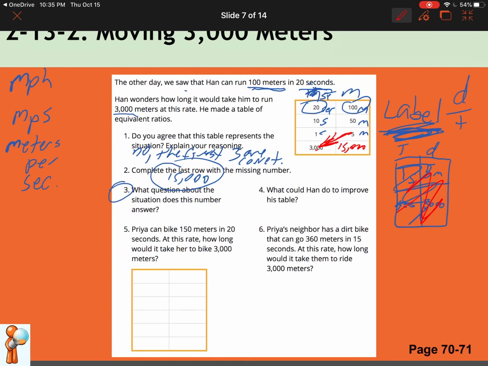But in this case, it would have been 15,000 seconds. We're looking at meters in 3,000 seconds. So this would actually represent, because remember, he mislabeled it, this is supposed to be our seconds. So to improve his table, the number one thing he could do is label it. By labeling it, he should know that the 3,000 should have been over here.